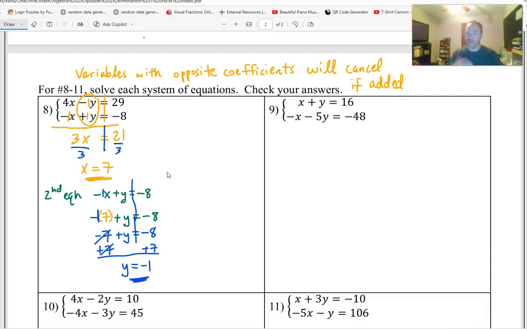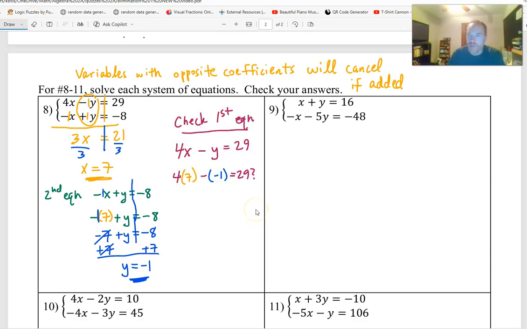So I've got an x value, I've got a y value. It seems like I've solved the system. The only thing to do is to check this. And since I used the second equation to get the y value, I'm going to check the first equation with both of these numbers. Okay, so checking the first equation, 4x minus y equals 29, using both values.